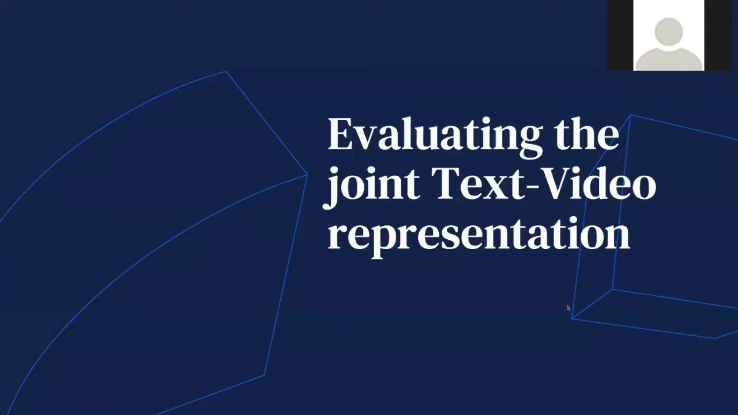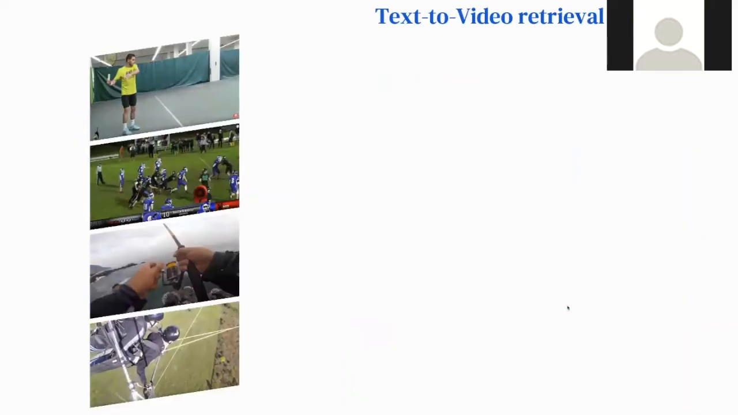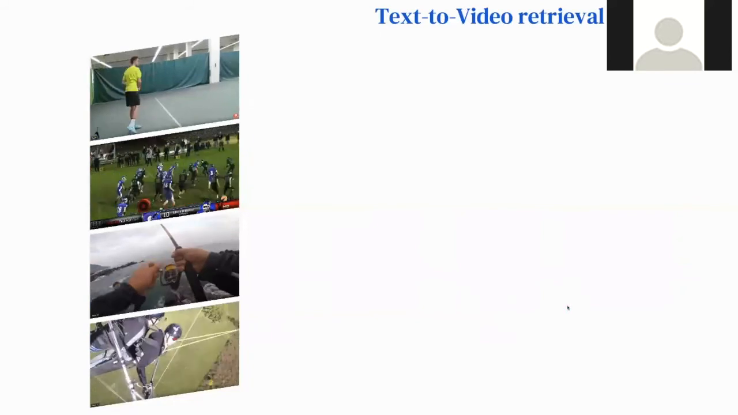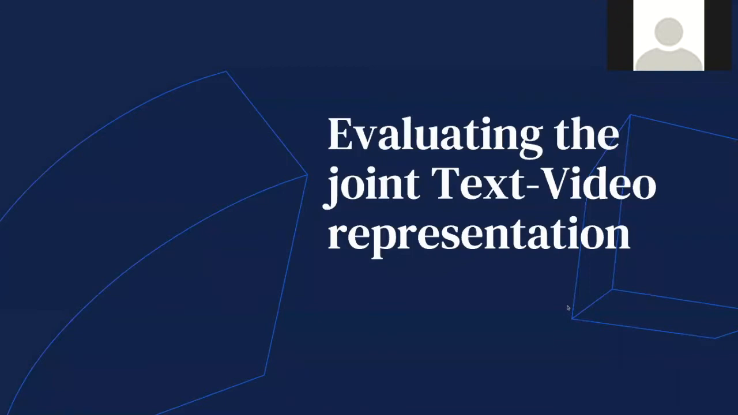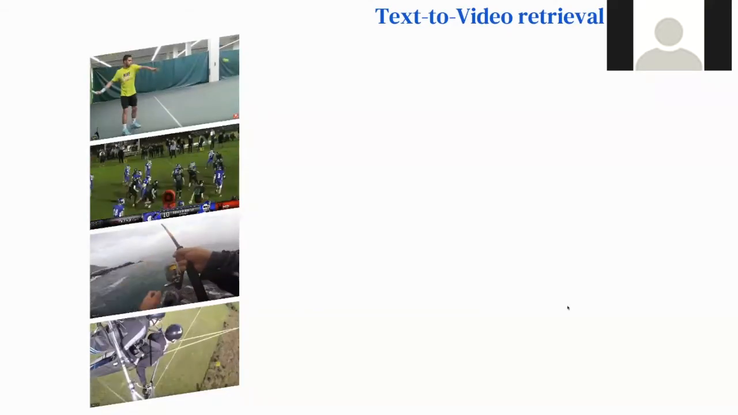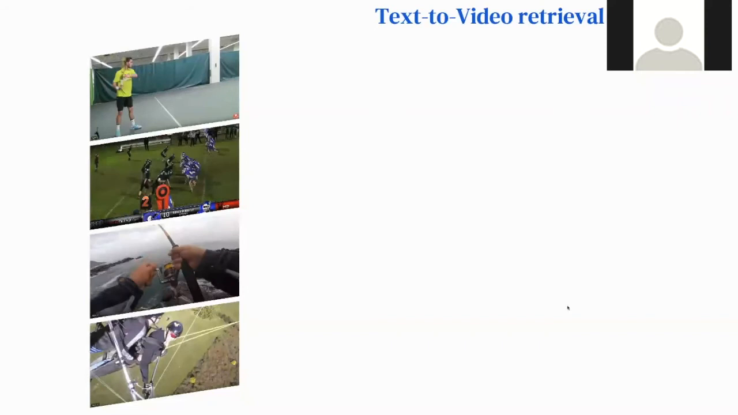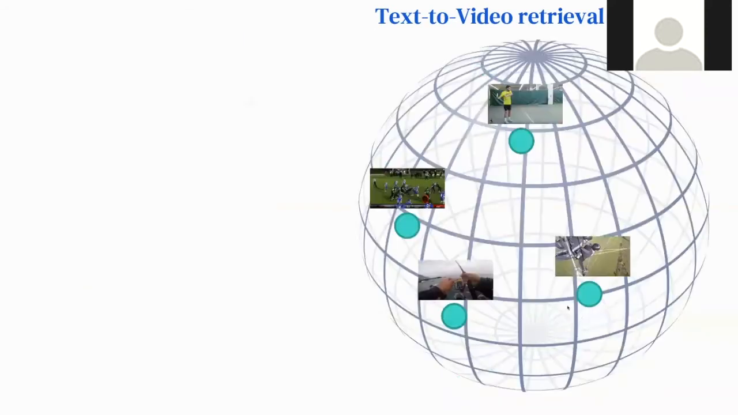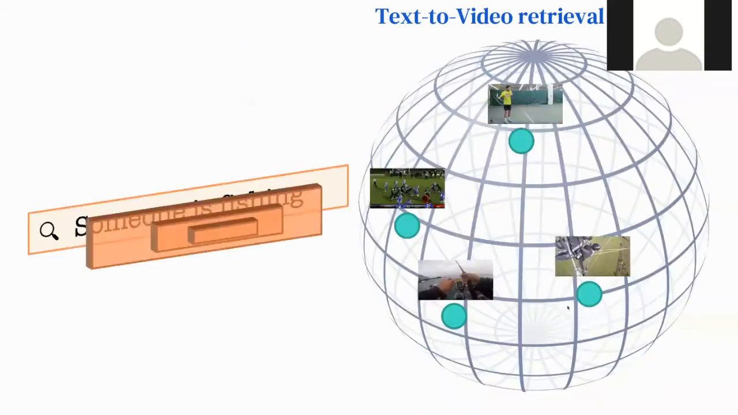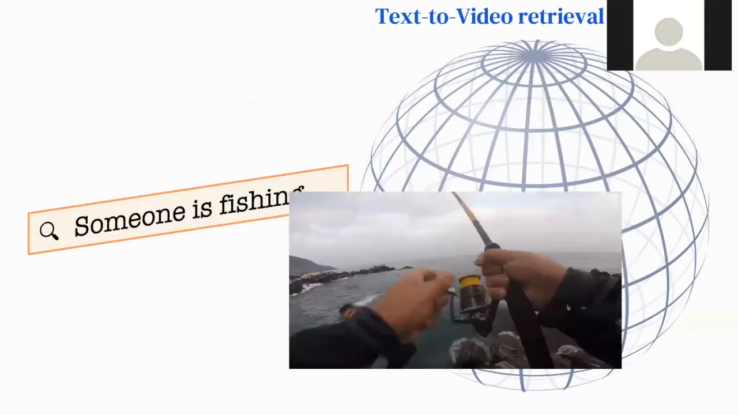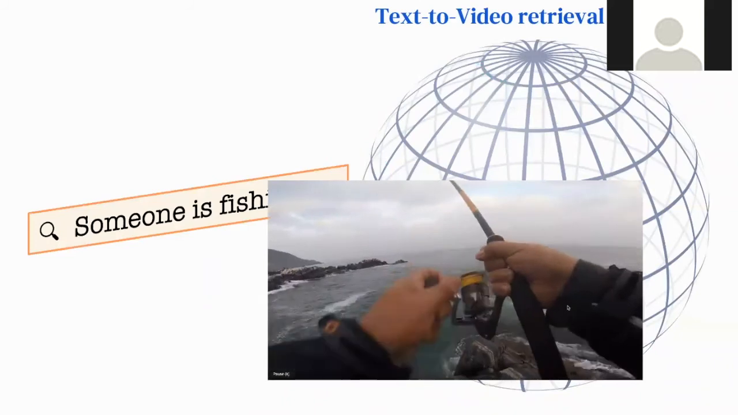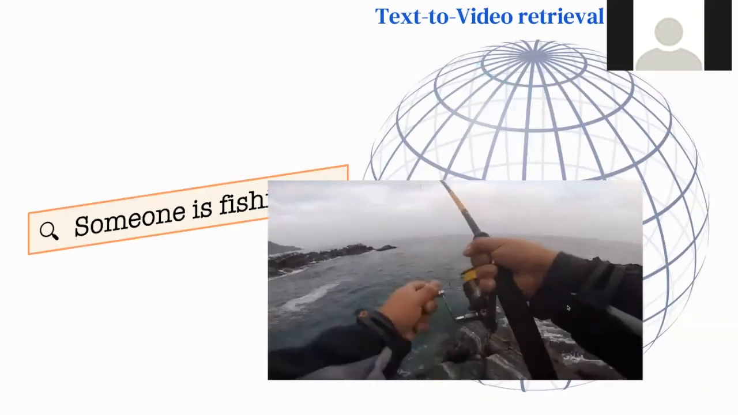So, coming back to evaluating the joint text-video representation, one thing we can do is text-to-video retrieval. Let me explain how this works. We start with a collection of clips, and we can embed them into the space offline. Then, given a query, we can embed this query into the embedding space and retrieve the video that has the closest embedding with respect to this query.